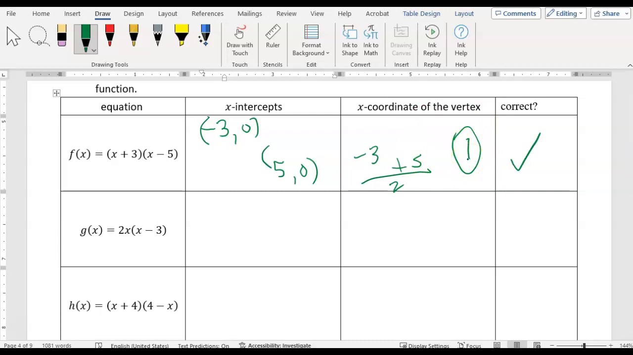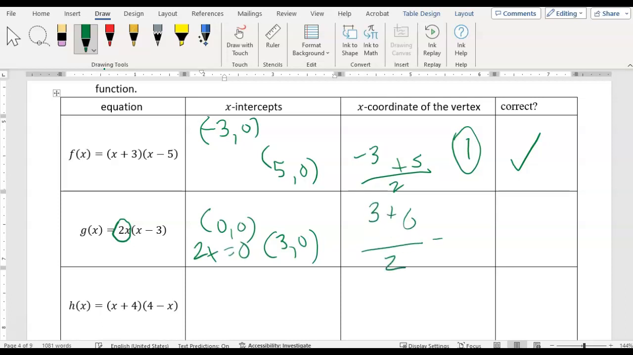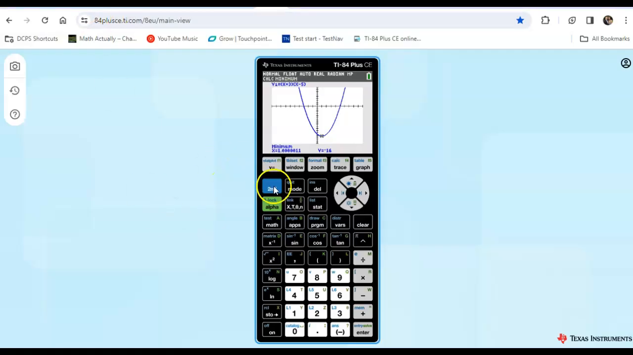Okay? Here, again, this is a factor, so you're still going to set 2x equals 0, and then x is going to be 0, so one of your x-intercepts is going to be 0 comma 0, and then the other one will be 3 comma 0, where the x is 3. And so for our x-coordinate of the vertex, we would do 3 plus 0 divided by 2, and that's going to give us 1.5. And then similarly, you can go into your calculator and graph to confirm.